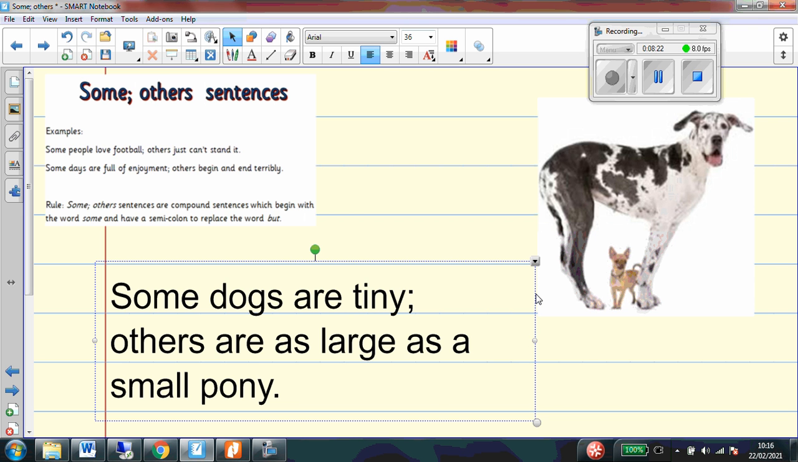You could maybe do something comparing what they look like, the different colours they are. Perhaps the fact that one of them has got patches and the other one is all one colour, all of their fur. Can you have a go for me at writing a some others sentence about this picture? You might choose to do yours about their size as well. Pause the video here for me.